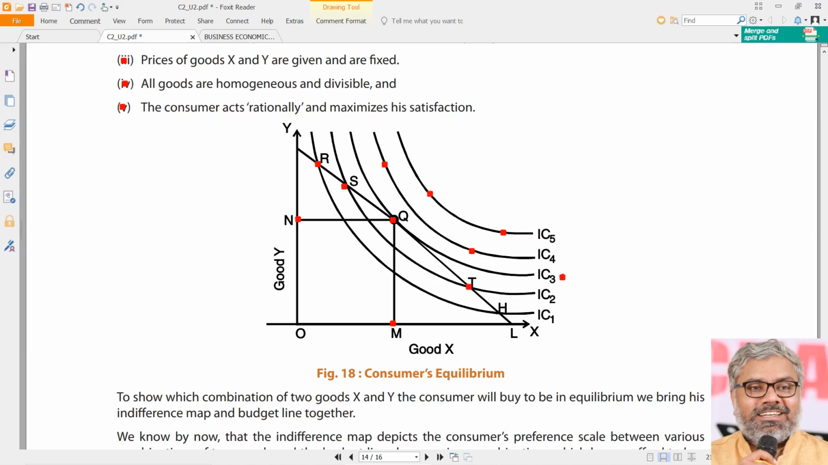The same logic applies to T also, and to H also. He will not choose any of these points: R, S, T, H. Though they are fitting his budget, he will not choose them. Why? Because all these points R, S, T, H are giving him lower satisfaction than Q, but they cost the same money as Q. So why will he spend the same money for a lower satisfaction? He will not, because he is a rational person. Hence, he will choose Q but not R, S, T, H.